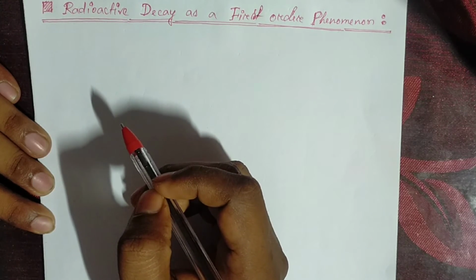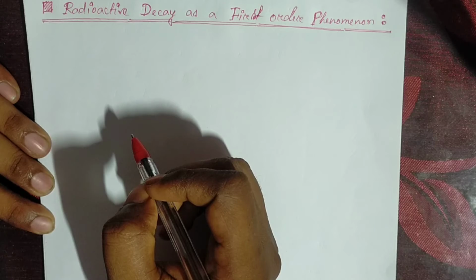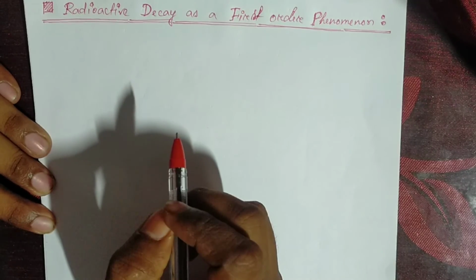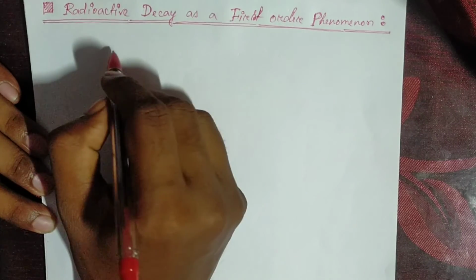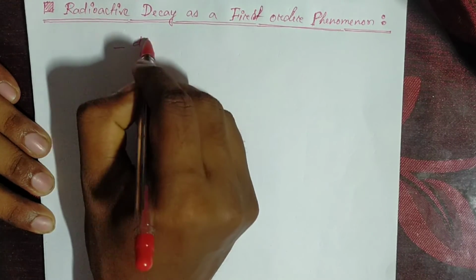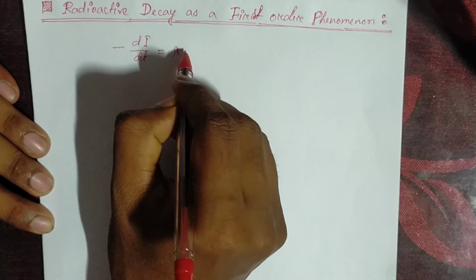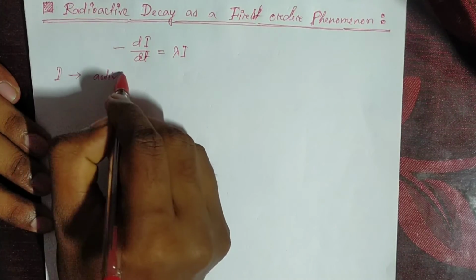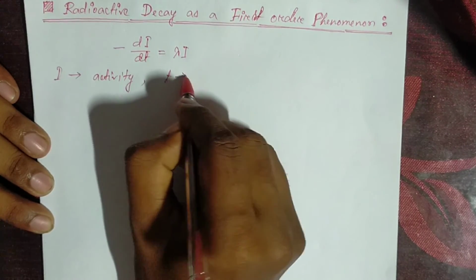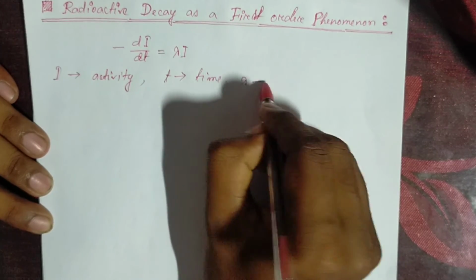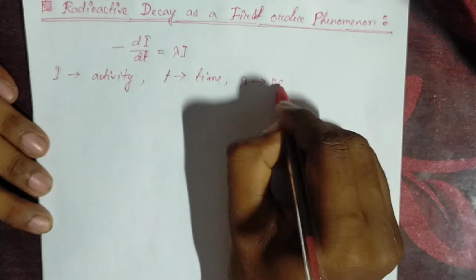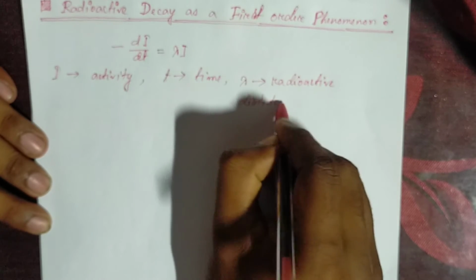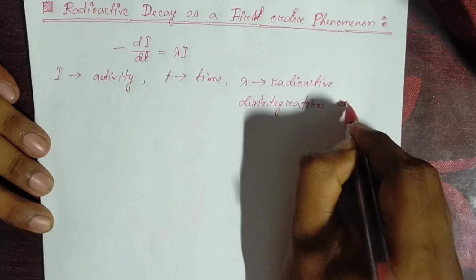When a radioactive substance is separated from its parent and its activity is measured from time to time, then the rate of decay follows the law given by this equation: minus dI/dt is equal to lambda I. Here I is the activity, t is the time, and lambda is a constant which is called the radioactive disintegration constant.